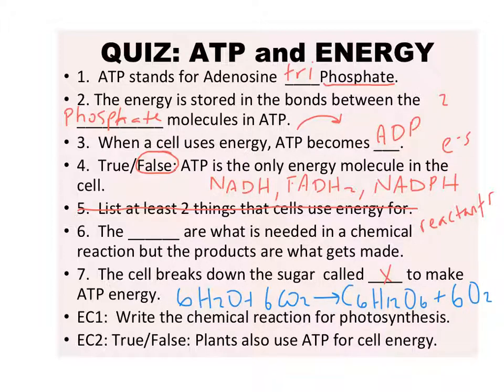And the last one, extra credit, plants also use ATP for cell energy. That is true. Plants also use ATP when their cells need energy.